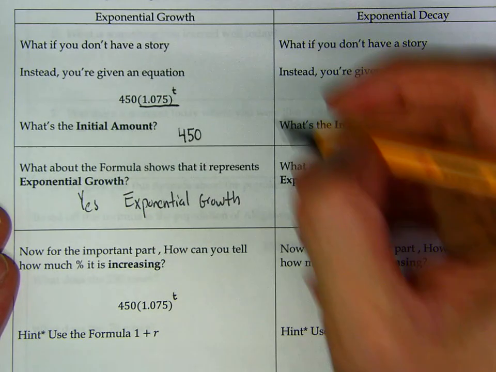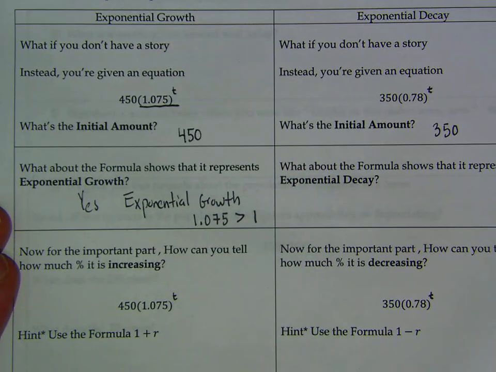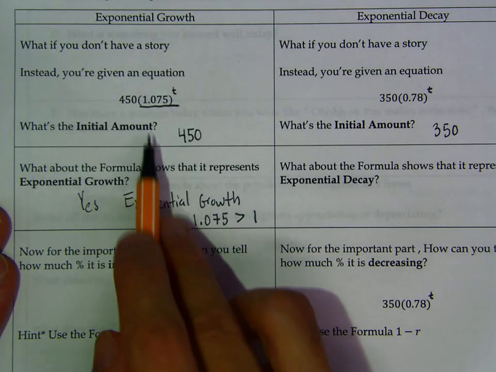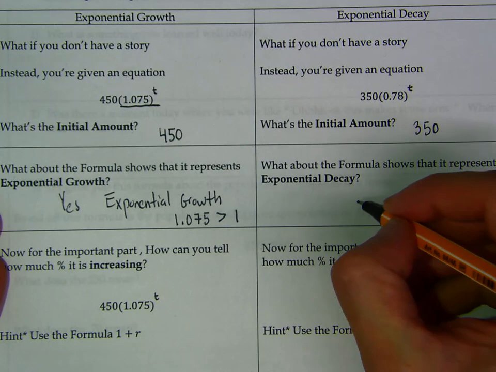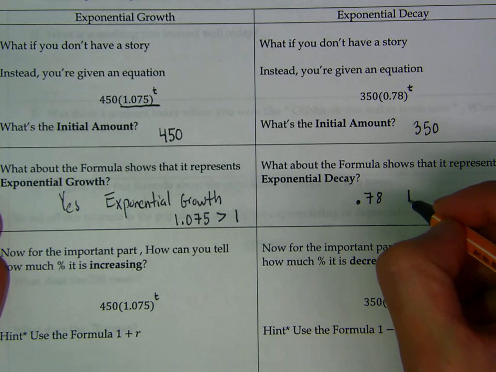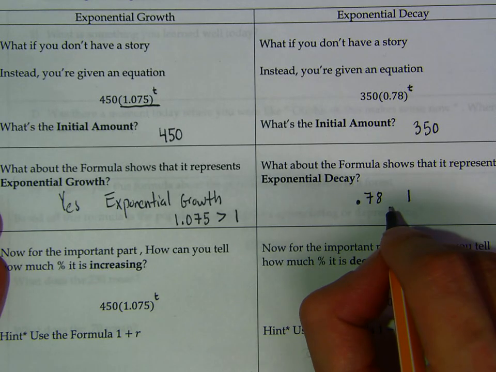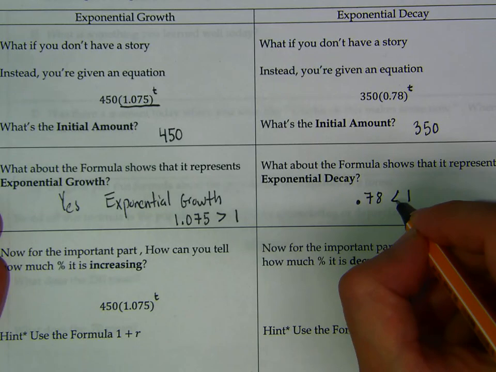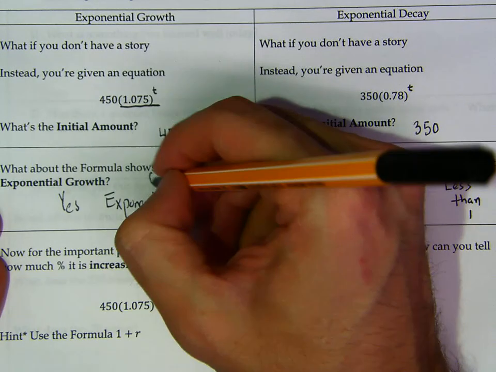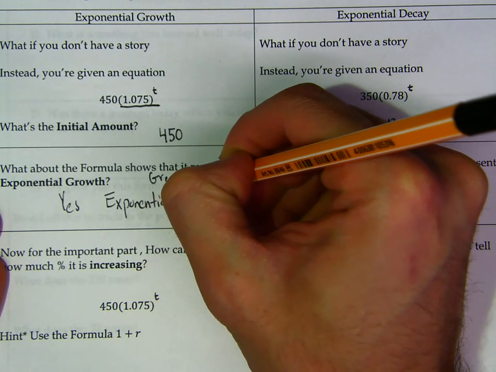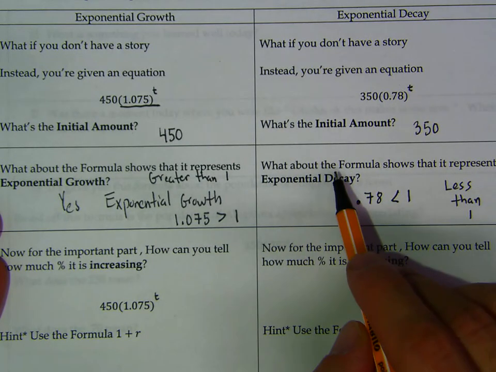Here, this 1.075 is greater than 1. If the number is bigger than 1 in the center, then you're going to have exponential growth. What do you notice about this number? This 0.78, what's its relationship to 1? Pause the video, try and write the correct symbol. This is less than 1, right? This is greater than 1. If it's greater than 1, you have exponential growth. If you have less than 1, then you're going to have exponential decay.